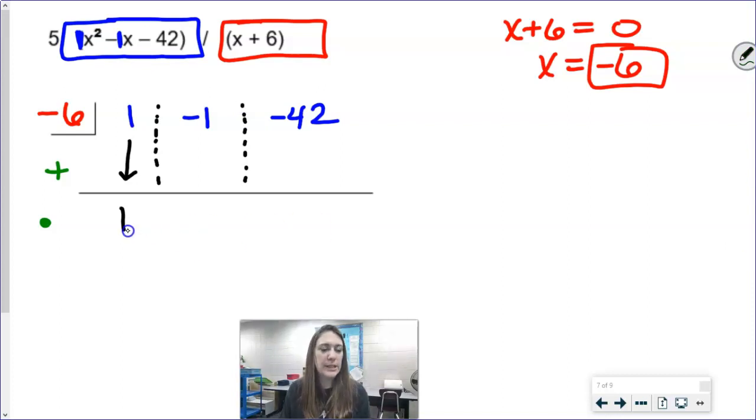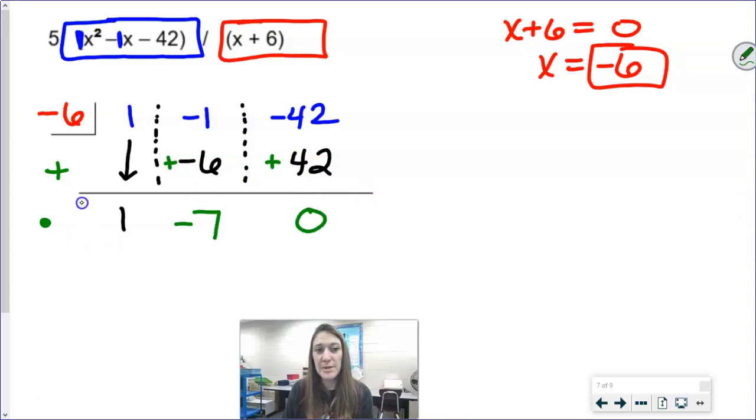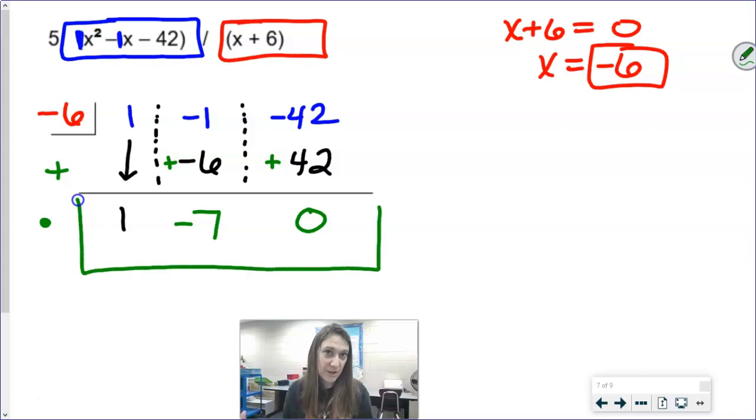Number 1, it's below the line. Multiply it by what's in the box here. 1 times negative 6 is negative 6. Then we're going to add those numbers together because they're above the line, and we get negative 7. And we do it all over again. So negative 7 times negative 6 is a positive 42. And then if we add those together, we get a 0. So remember what this means. These guys right here, these are the coefficients to my quotient.